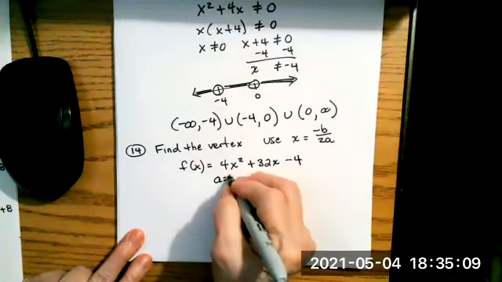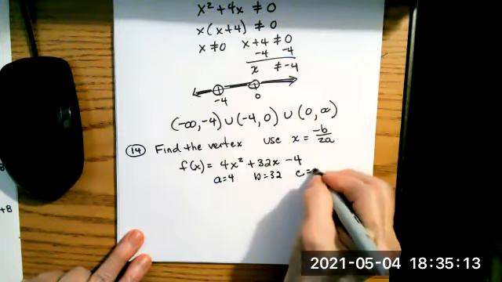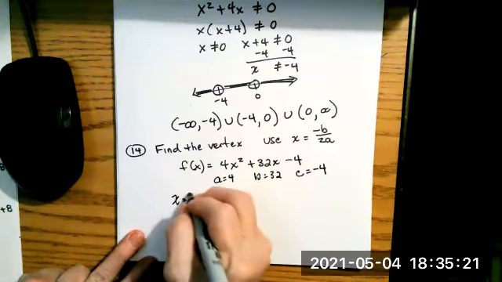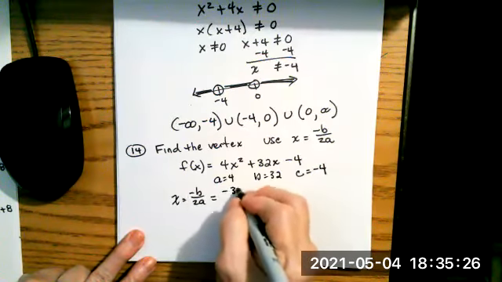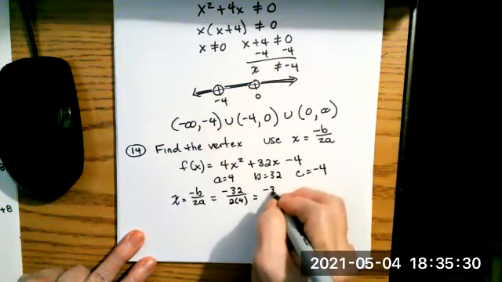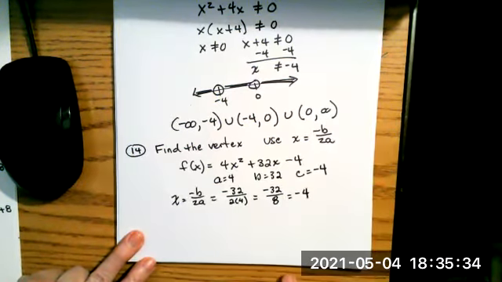So a is 4, b is 32, and c is negative 4. Okay? So x equals negative b over 2a. In our case, it's going to be negative 32 over 2 times 4, which is negative 32 over 8, which is negative 4.